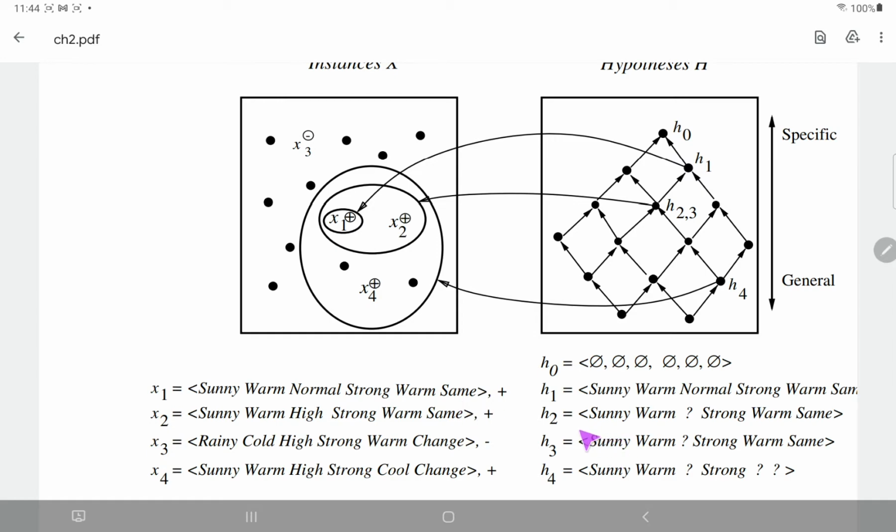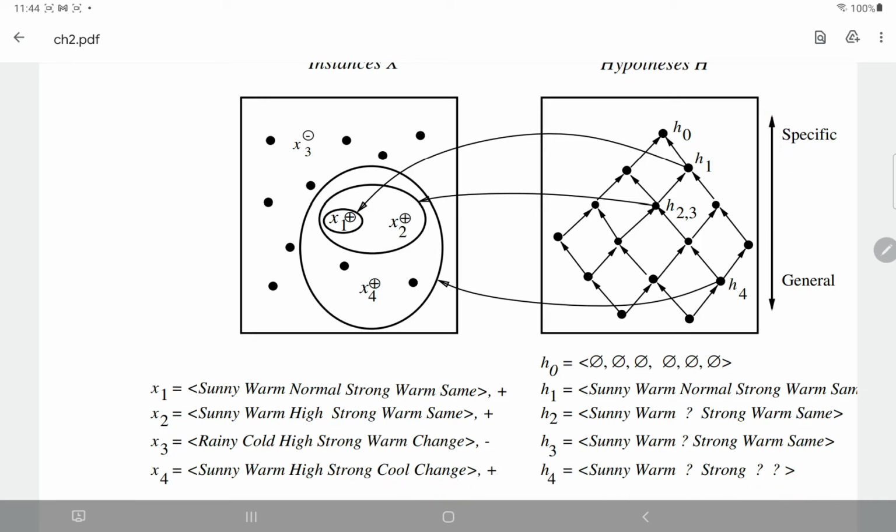And then in H2, we change the normal into don't care, so it can cover both X1 and X2, right? And for H3, we don't change it because example 3 is the negative one. And the last one, H4, we change a little bit here, warm and same, change it to be don't care, so it can cover cool and change.